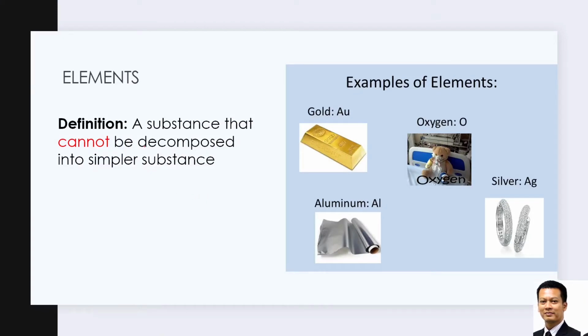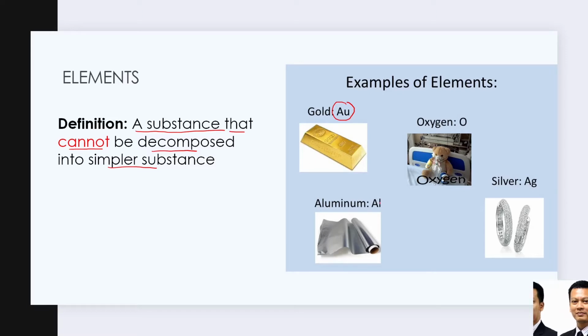Okay, so what is element? Element is a substance that cannot be decomposed into simpler substance. For example here, gold. Gold is Au. You cannot decompose this into something else. It means that you cannot decompose aurum to become something else, oxygen. You cannot, because it is element. But gold itself, you can melt. It only changes the physical form from solid to liquid. But still it is aurum.